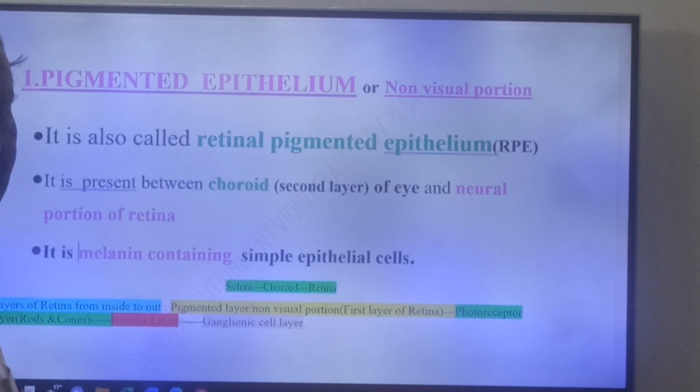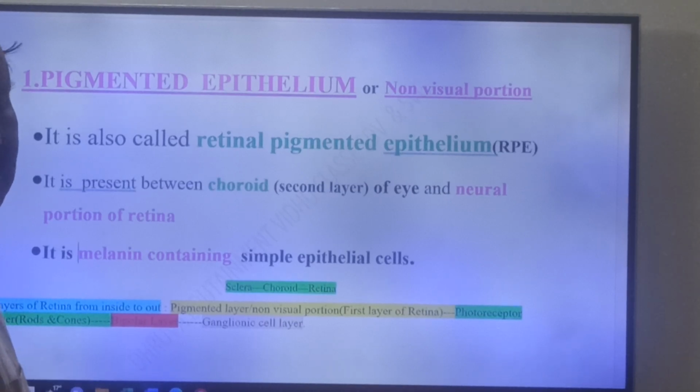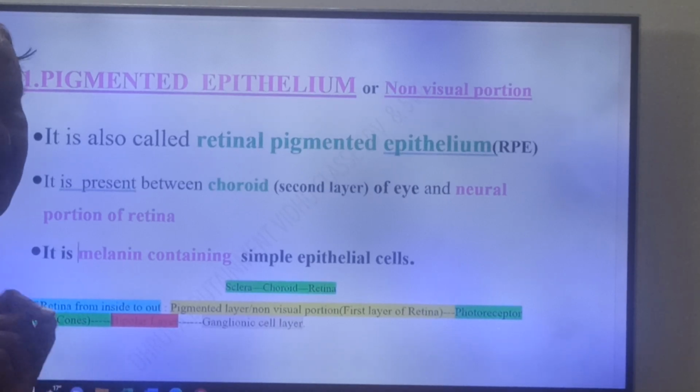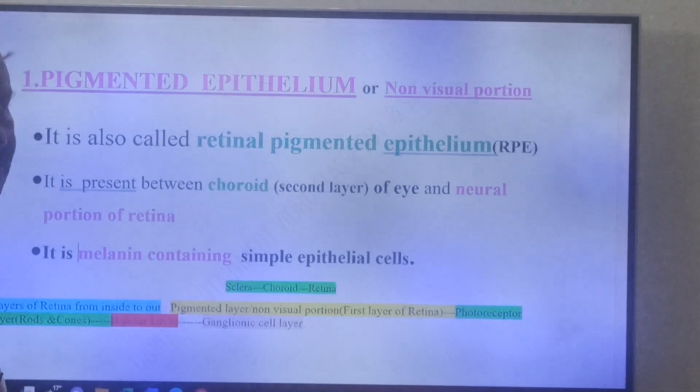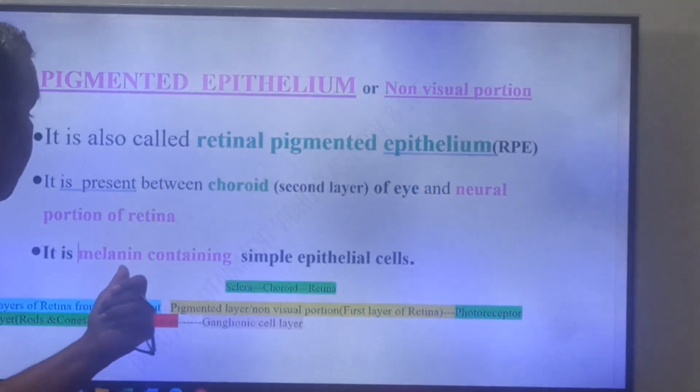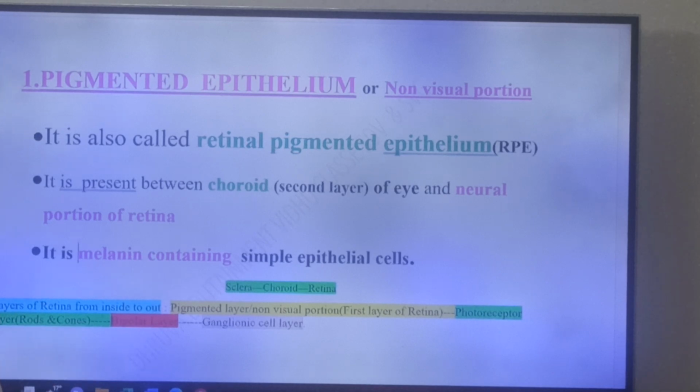Is it stratified or simple? It is simple because it has how many rows of cells? It has one row of cells, that is epithelial cells. So it is melanin containing simple epithelial cells.